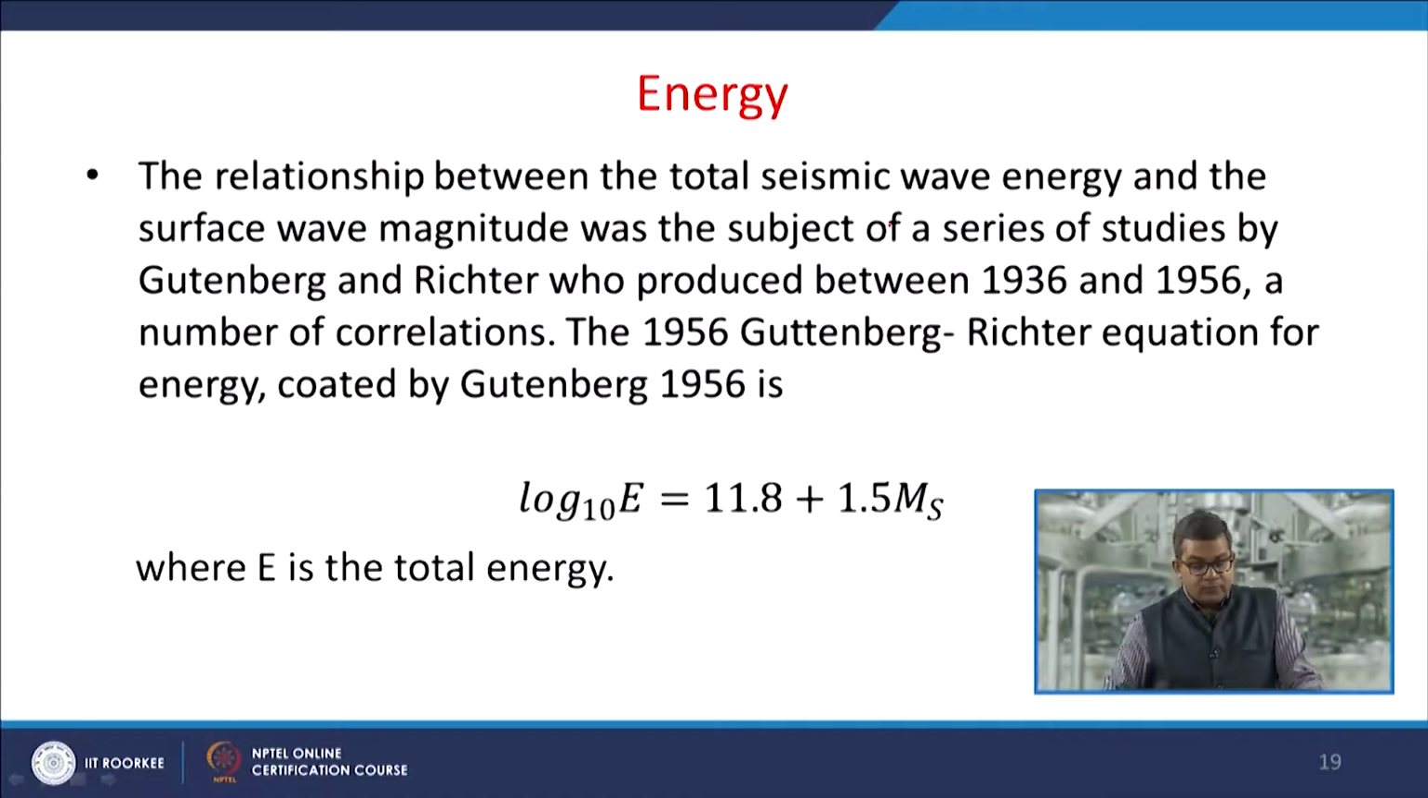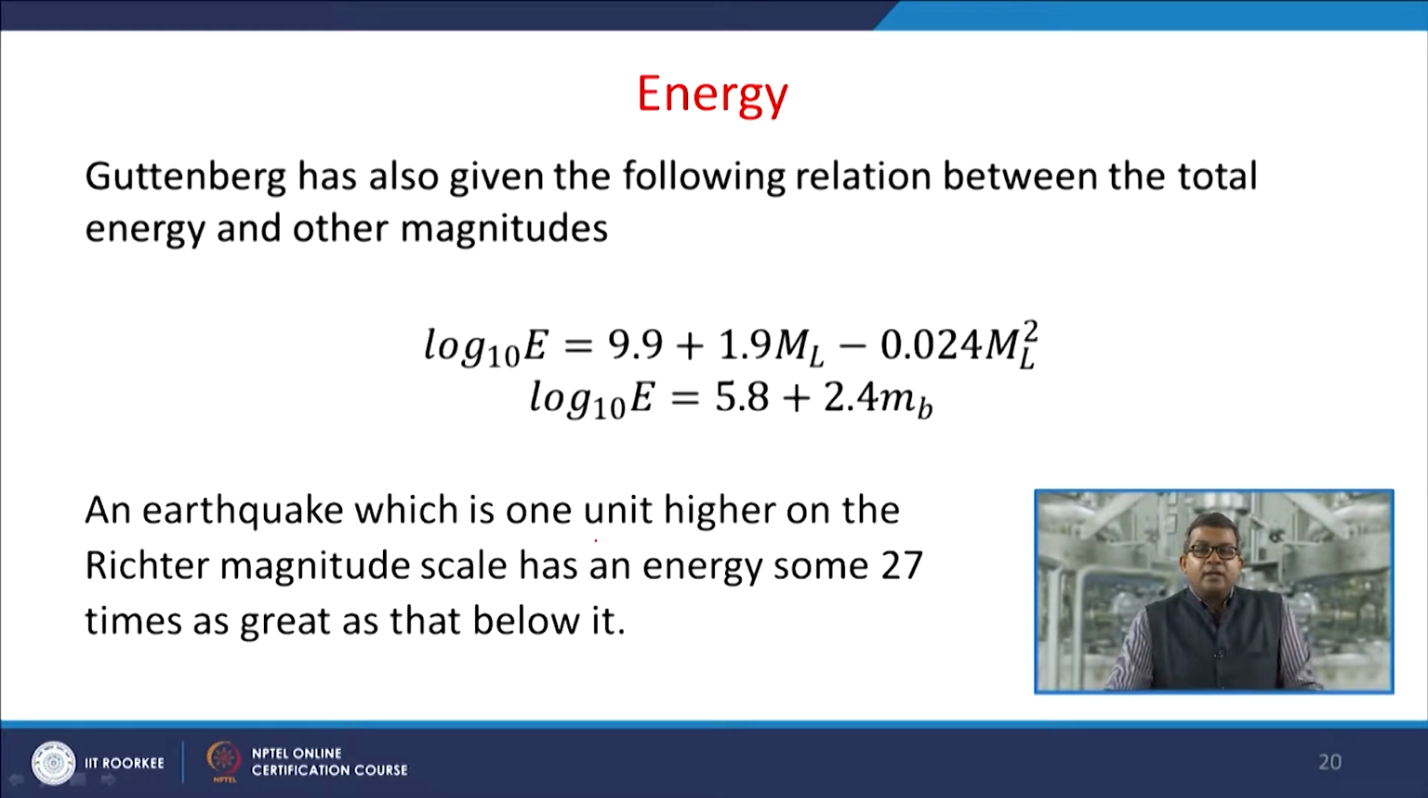The relationship between the total seismic wave energy and the surface wave magnitude was the subject of a series of studies by Gutenberg and Richter, who worked between 1936 and 1956, and a number of correlations were developed in due course of time. So, the 1956 Gutenberg-Richter equation for energy quoted by Gutenberg is log E to the base 10 equal to 11.8 plus 1.5 Ms, where E is the total energy.